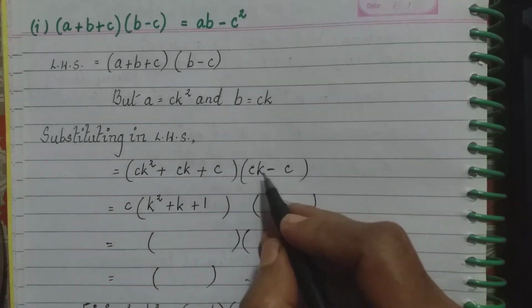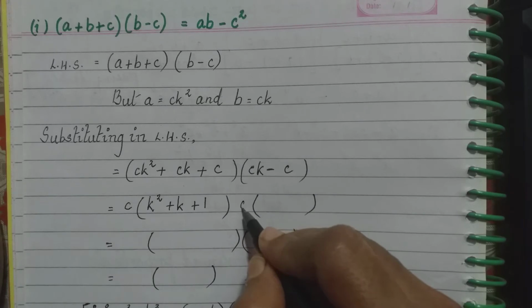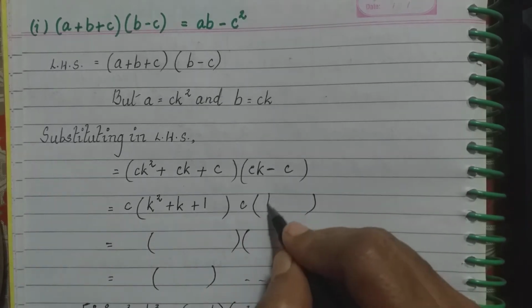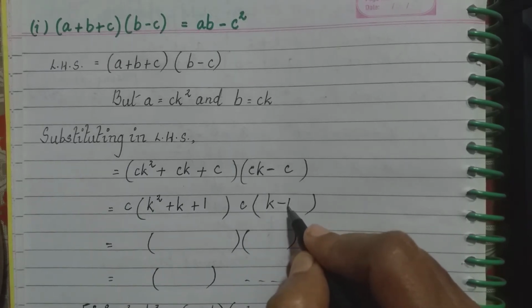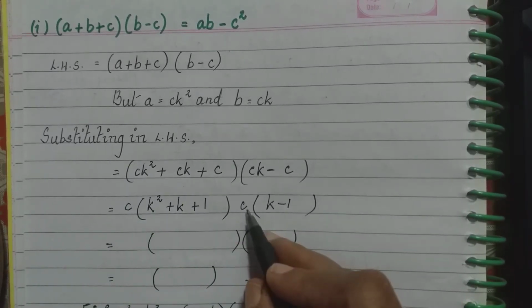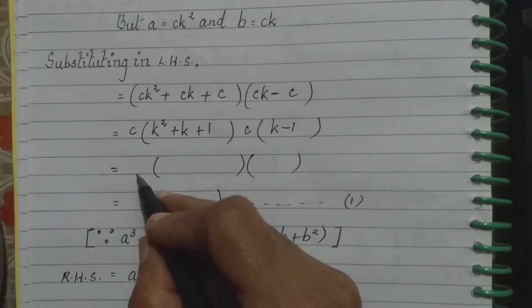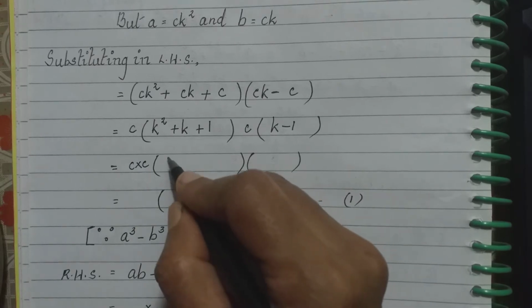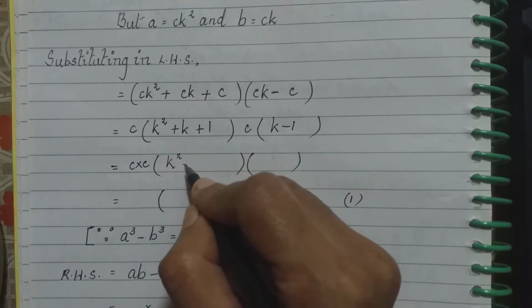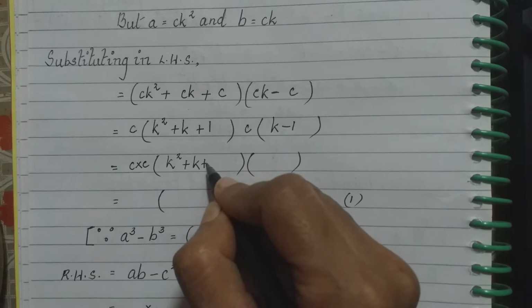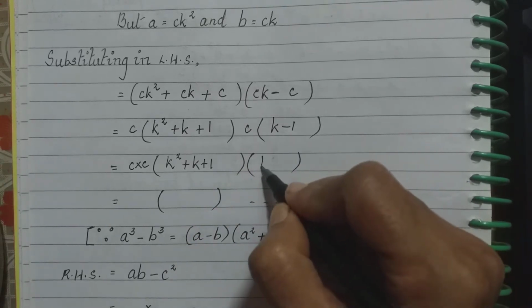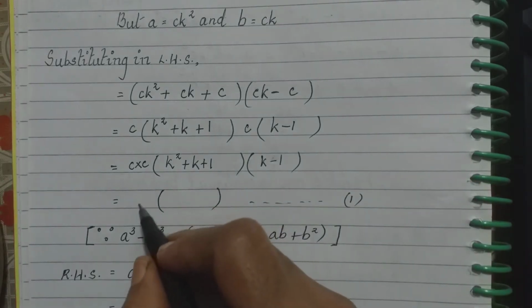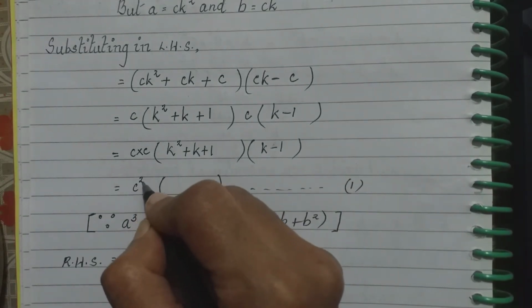Same way here, now I have c common. So I can write c out. What is left? k minus 1. So I write here k minus 1. Now two c's are outside, that I will multiply here. That will be c into c. Now what is left in the bracket will remain here, that is k square plus k plus 1, and this bracket k minus 1. Now this c into c is c square, so I write it here.